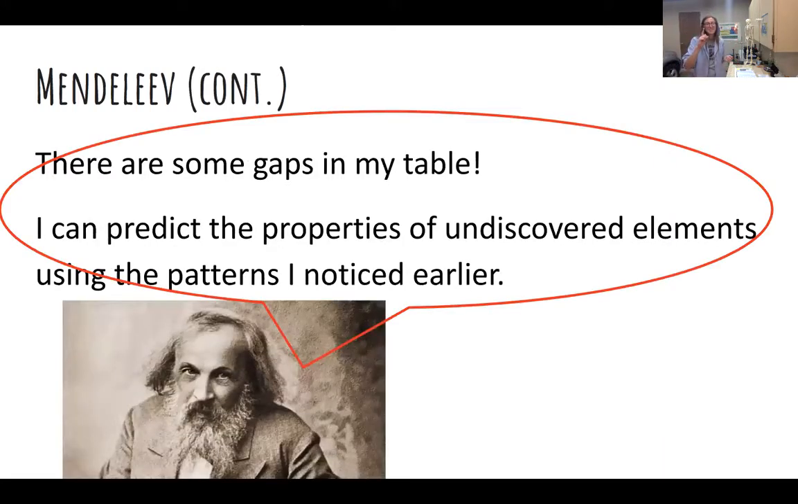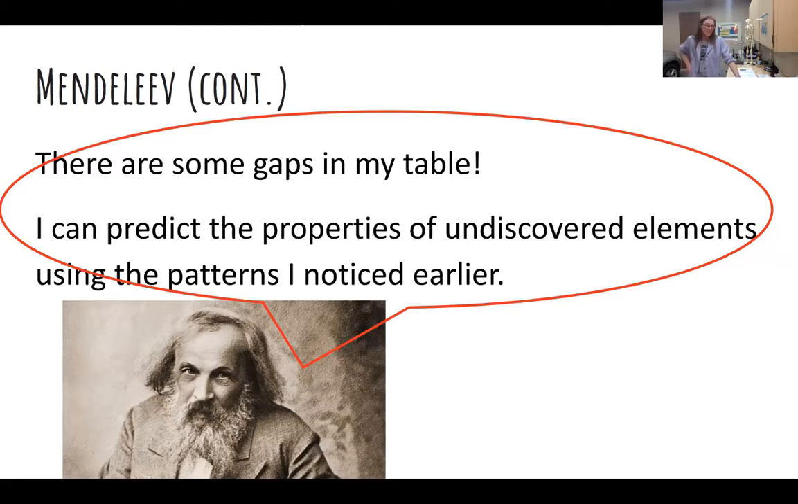But, he says, there are some holes in my table. He finds that when he organizes the elements that he knows about, because he's limited by the technology of his time, they don't line up perfectly. And to make them line up more perfectly, he has to basically leave some spaces in his periodic table. And because he has to leave these spaces in this table, what he can do is make some predictions about elements that have yet to be discovered, which is kind of crazy.